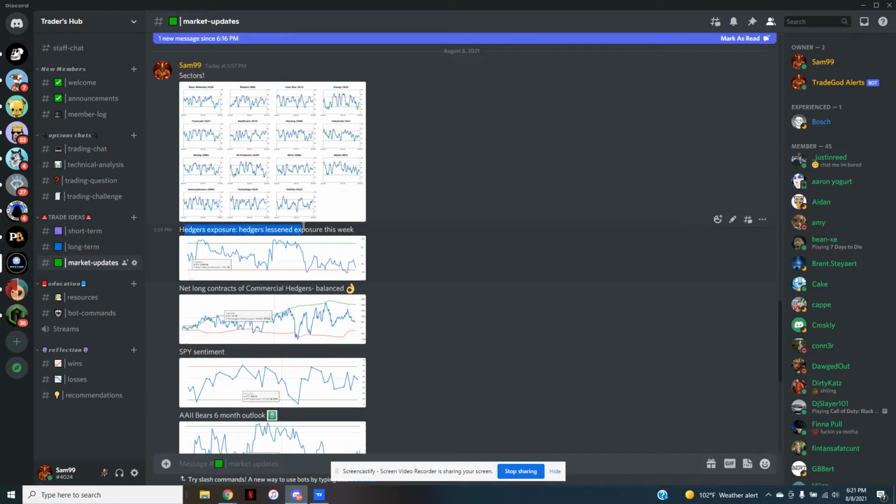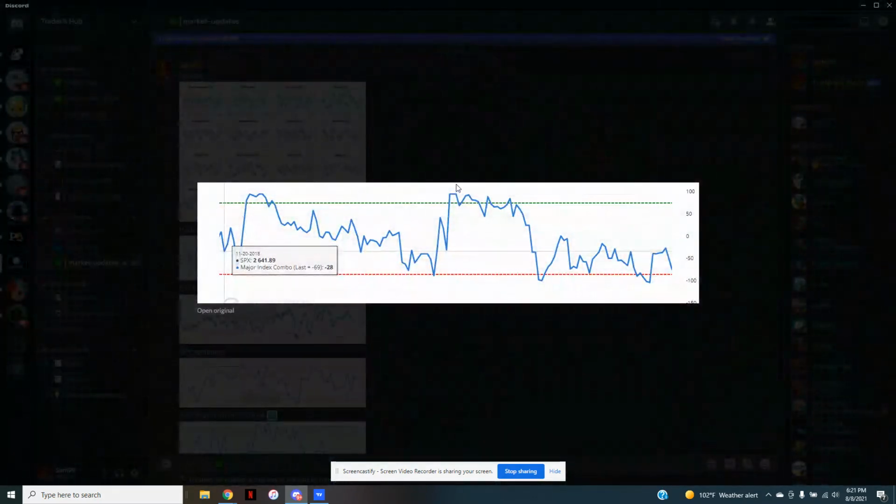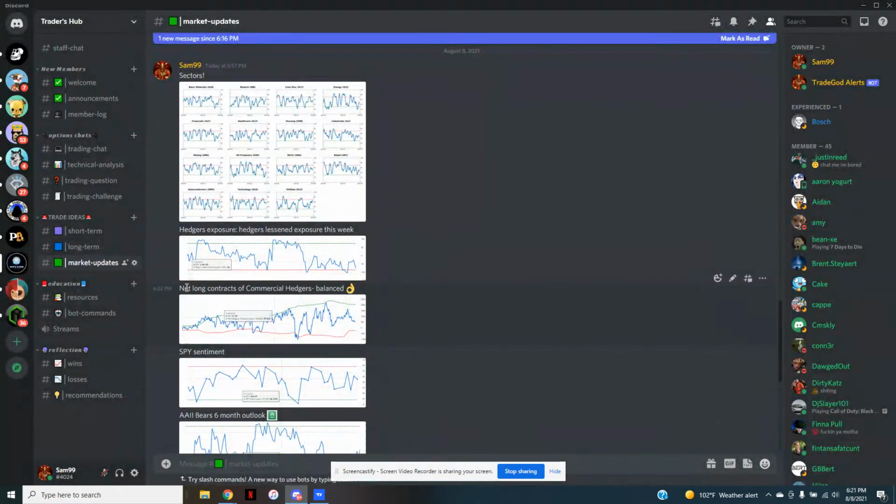So the hedgers exposure, this is how exposed hedgers are in the market. So up here, the hedgers are going to be pretty exposed, which is bullish. And down here, they're not going to be exposed, which is bearish, means they're avoiding whatever positioning. So this is the number of contracts long minus short of commercial hedgers.